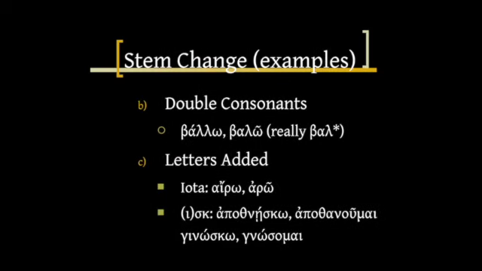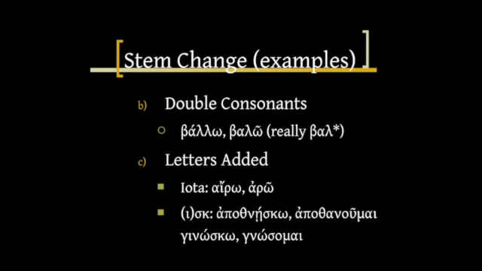Some other examples with double consonants. So ballo, well, our future form becomes balo with one lambda. Or there might be letters added, like with the iota. And so airo, which means I take up, the future form, we lose that iota, so it becomes aro. And then verbs that end in isco, we have apothnesko, so we have that iota subscript. The future form becomes apothanoumai. Or gnosko, we lose that iota, gnosomai. And so kind of interesting changes to the stem.